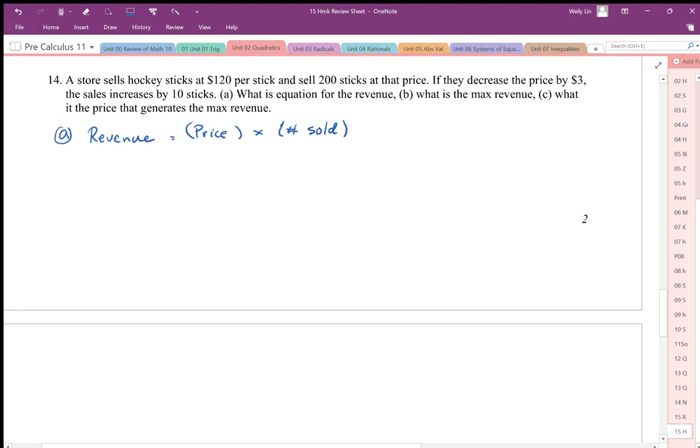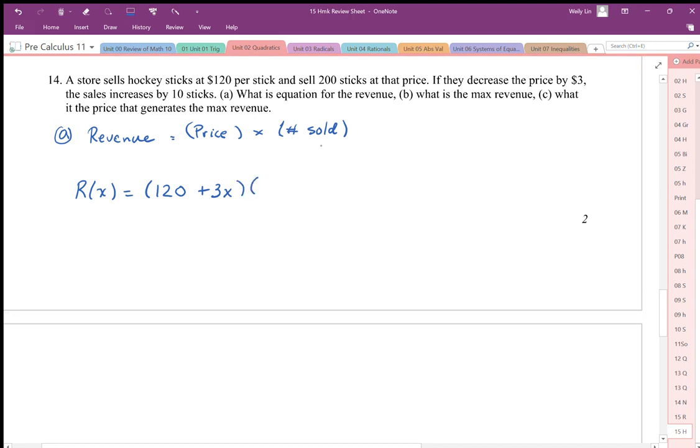Now we want to make this a function, as we change the price and the number of sticks, we should have the revenue change as well. So to write the equation for that, we want to write it like this: revenue as a function of x. And what x is going to represent is the increases of $3. So we're going to start with a price of $120, and then we're going to increase it by $3 increments. So we're going to do it as 3x. For every x, we add $3.